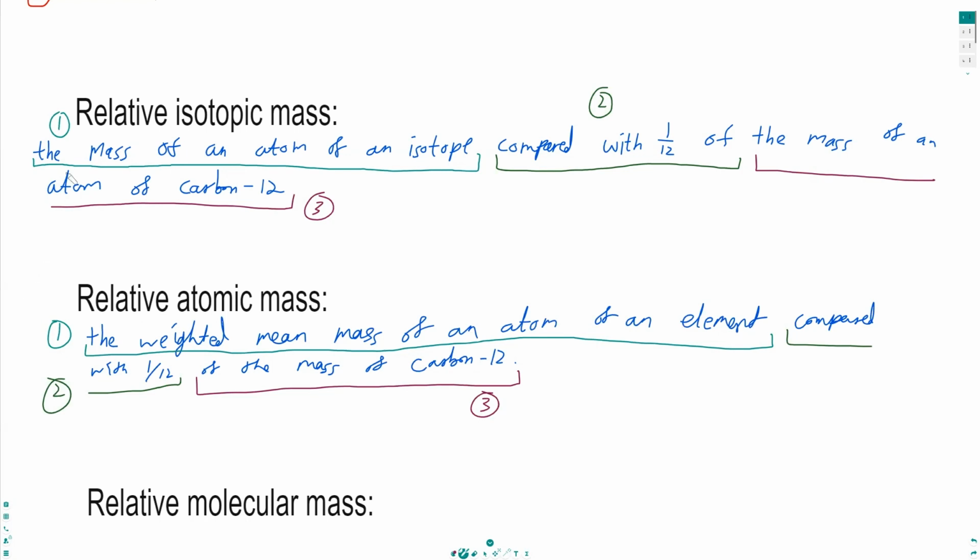So here you can see the mass of an atom of an isotope, 1 mark, compared with 1/12, second mark, the mass of an atom of carbon 12, third mark. And here, the weighted mean mass of an atom of an element, first mark, compared with 1/12, second mark, of the mass of carbon 12, third mark. Only the first mark is different. So you can easily get at least 2 out of 3, if not full marks, if you remember the different phrases for the first mark.